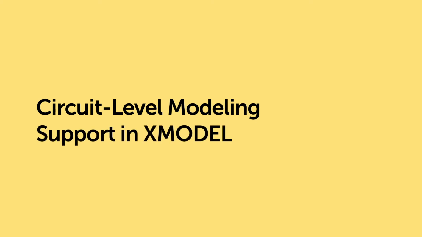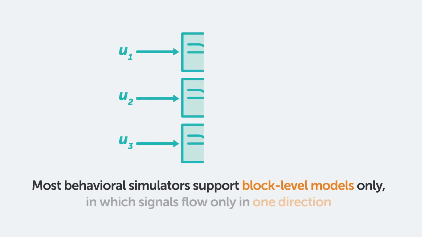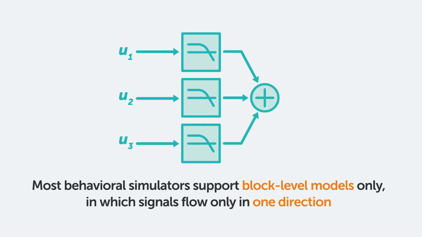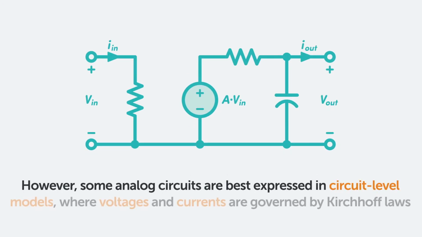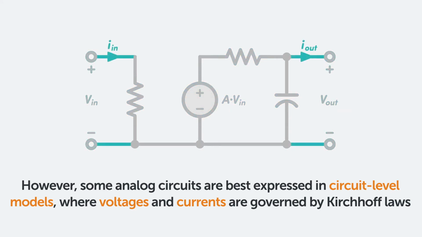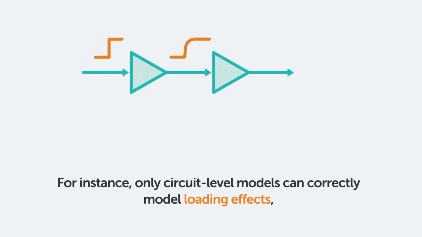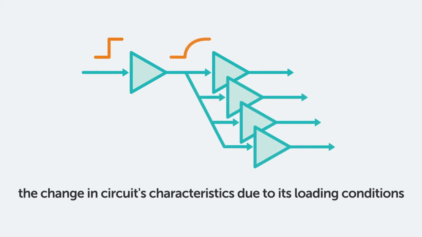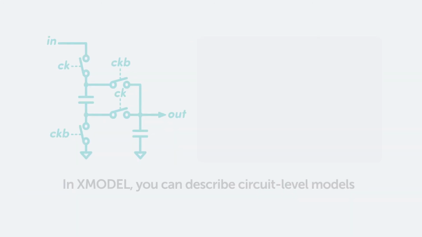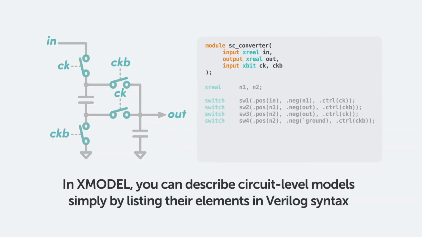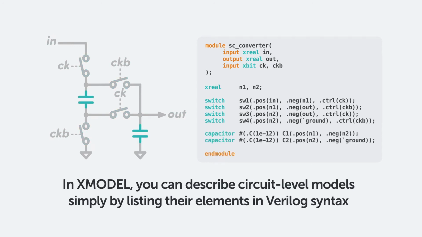Circuit-level modeling support in XMODEL. Most behavioral simulators support block-level models only, where the signals flow only in one direction. However, some analog circuits are best expressed in circuit-level models, where signals are described with voltages and currents governed by circuit equations. For instance, only circuit-level models can correctly model loading effects, the change in the circuit's response depending on the loading conditions. In XMODEL, you can describe circuit-level models simply by listing their elements in Verilog syntax.